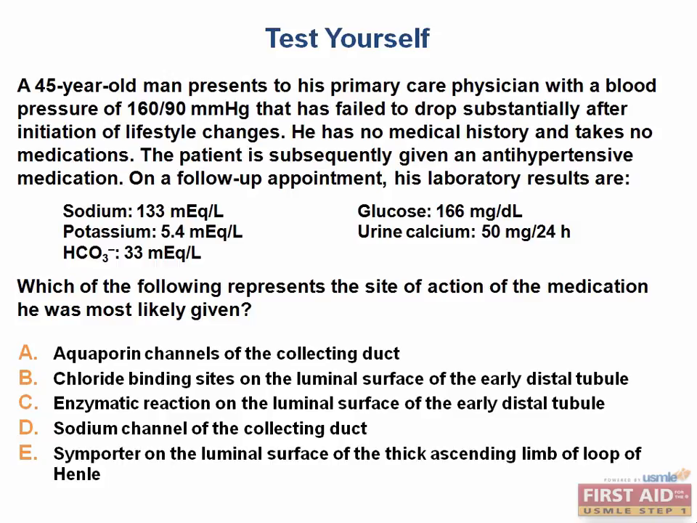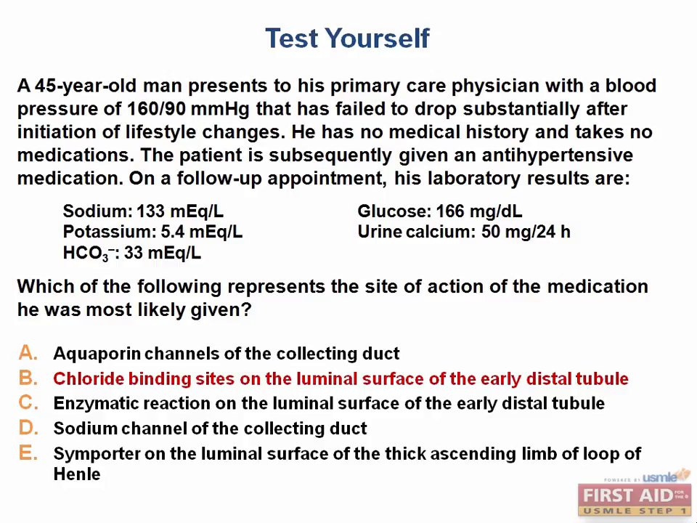The patient is subsequently given an antihypertensive medication. On a follow-up appointment, his laboratory results are sodium of 133, potassium 5.4, bicarb of 33, glucose of 166, and urine calcium of 50. Which of the following represents the site of action of the medication he was most likely given?